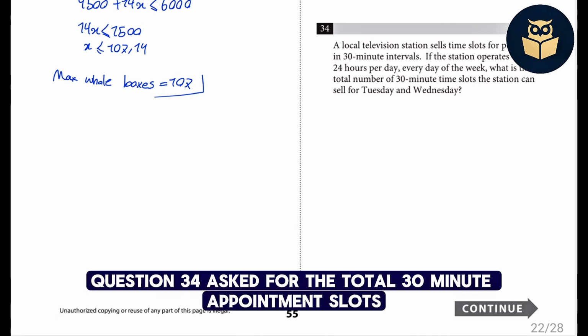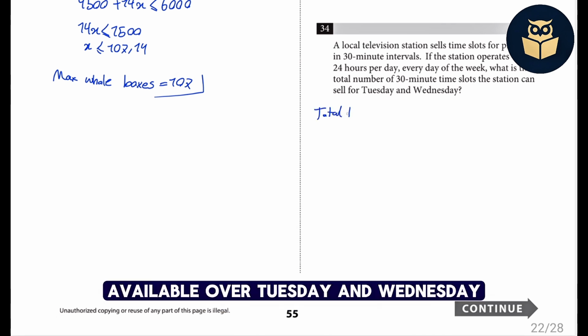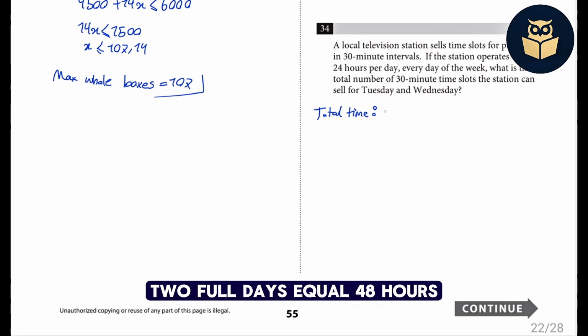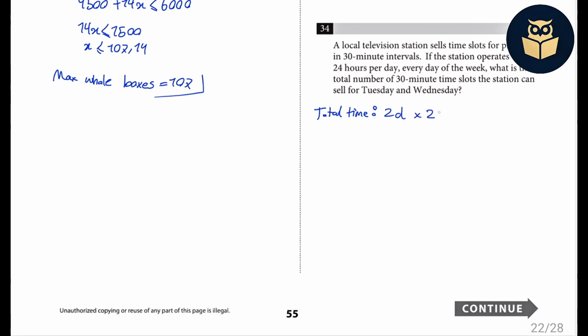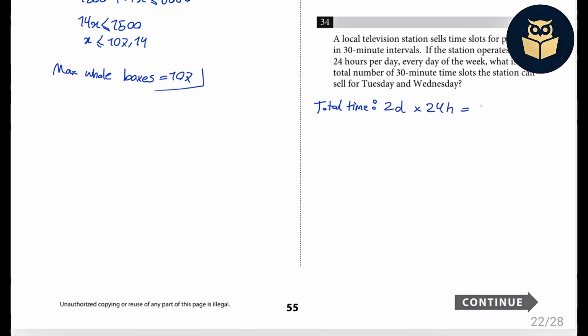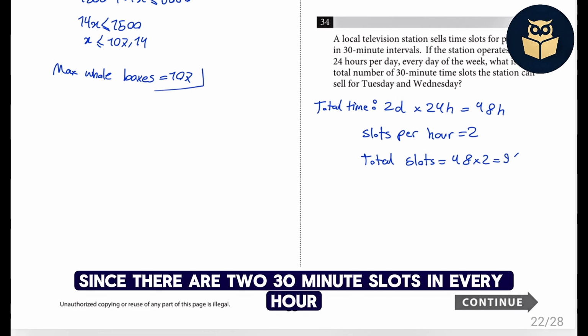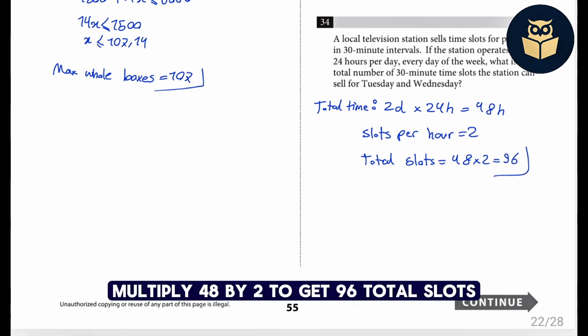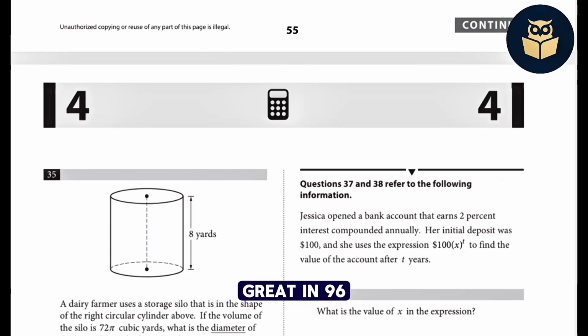Question 34 asks for the total 30-minute appointment slots available over Tuesday and Wednesday. 2 full days equal 48 hours. Since there are 2 30-minute slots in every hour, multiply 48 by 2 to get 96 total slots. Grid in 96.